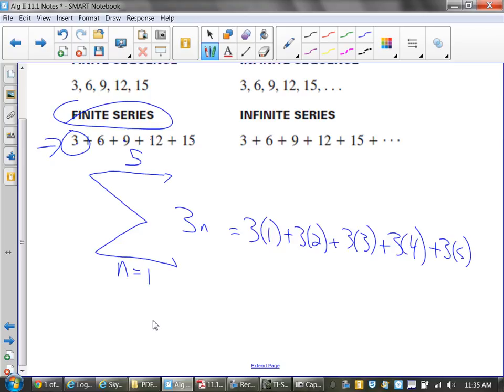Now, the difference between a finite and an infinite series is that an infinite series doesn't have an ending point. It doesn't tell you how many terms you have to add together. Well, you can, and we will in section 11.4. There's a formula for that. So if this was the total number in my finite series, what's the total number in an infinite series? Infinity, right.